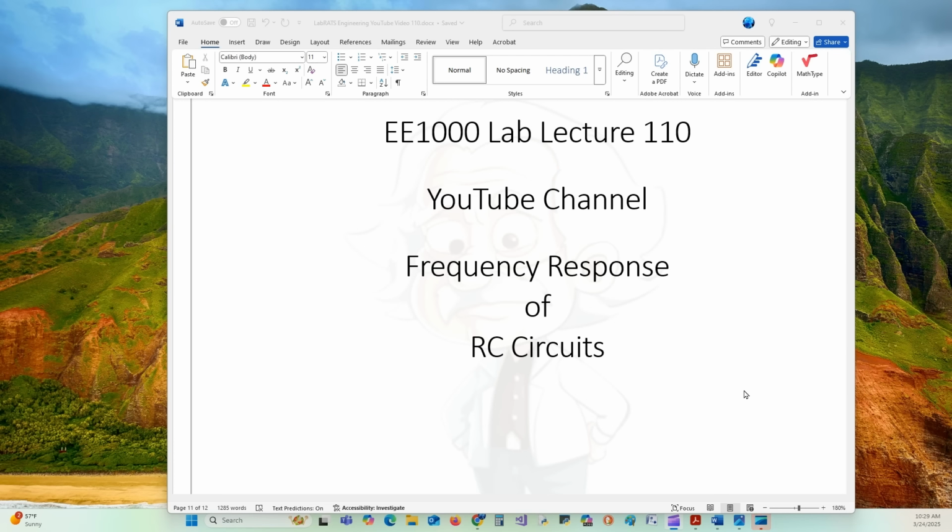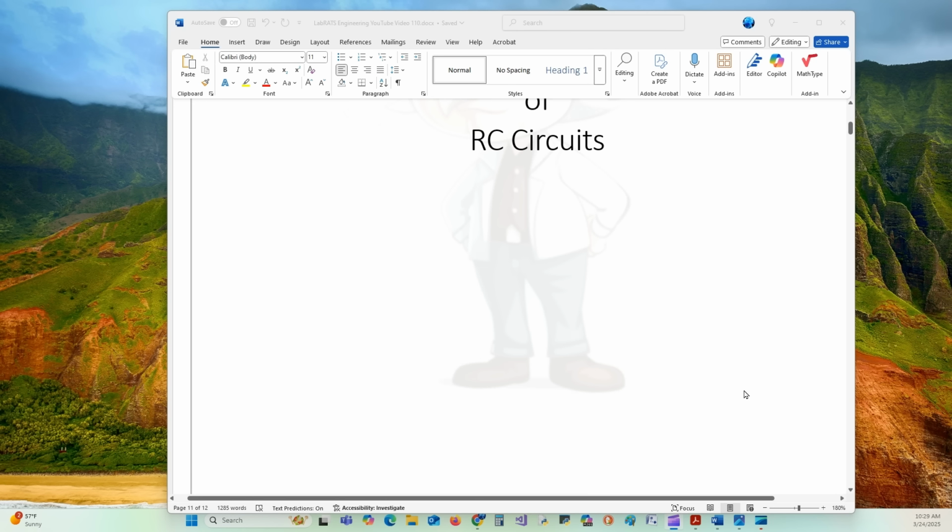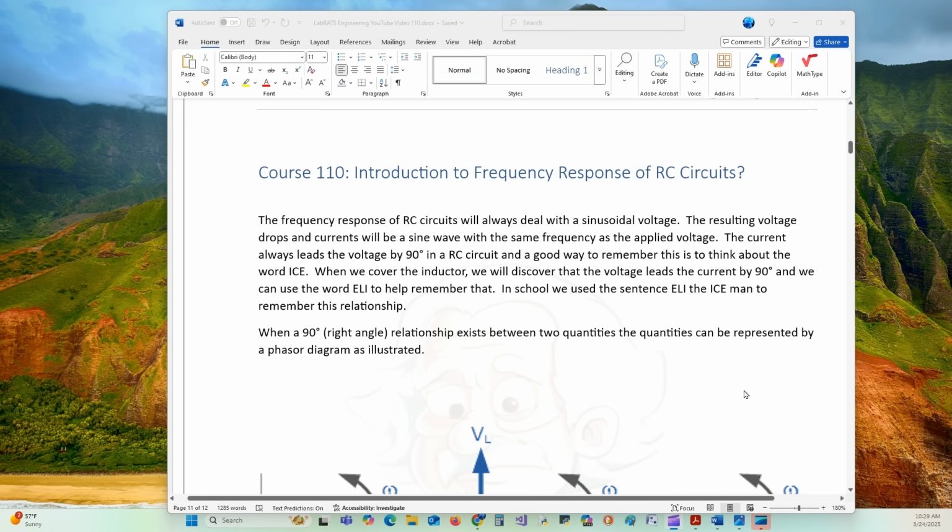Welcome to Lecture 110, Frequency Response of RC Circuits. The frequency response of RC circuits will always deal with sinusoidal voltages. The resulting voltage drops and currents will be a sine wave with the same frequency as the applied voltage.